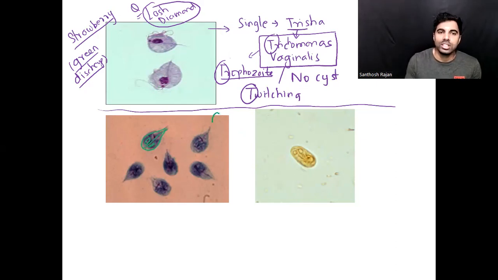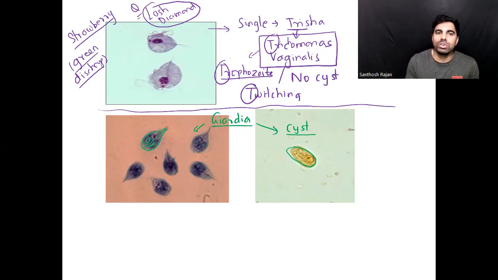So I'm going to write it here. Giardia. This is a trophozoite, and this is a cyst. The cyst is a bit oval shaped, and usually it's quadrinucleate. Sometimes it will be binucleate also, doesn't matter. But this is a cyst, oval shaped for this one. Entamoeba cyst was round, but here it is oval shaped. Usually they'll ask this one. Don't worry, this only they'll ask.